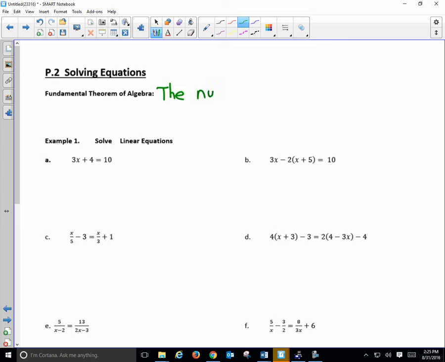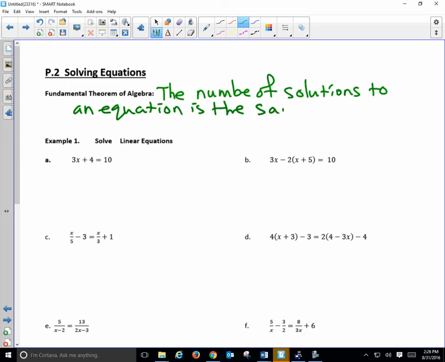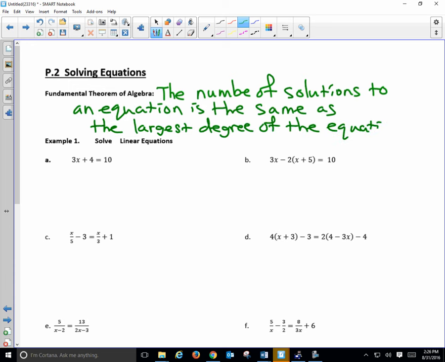The number of solutions to an equation is the same as the largest degree of the equation.